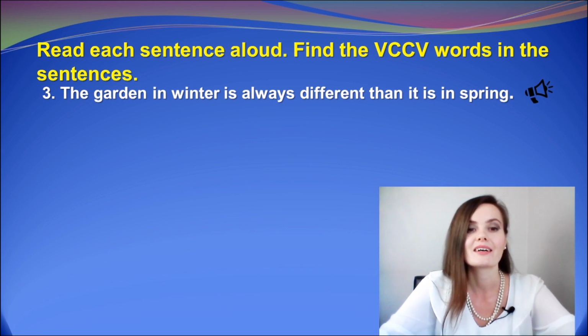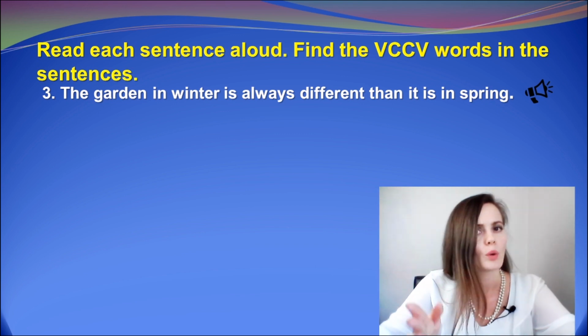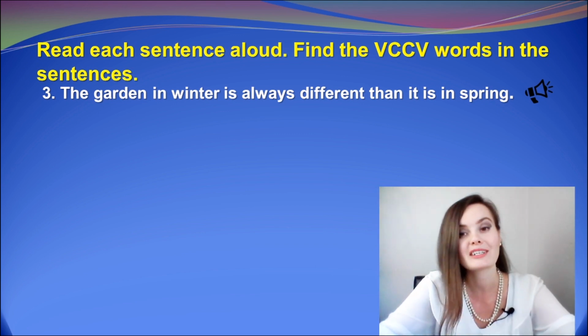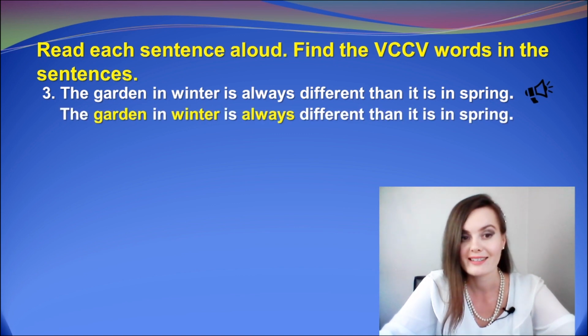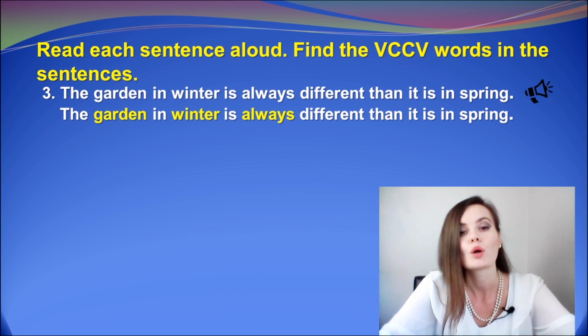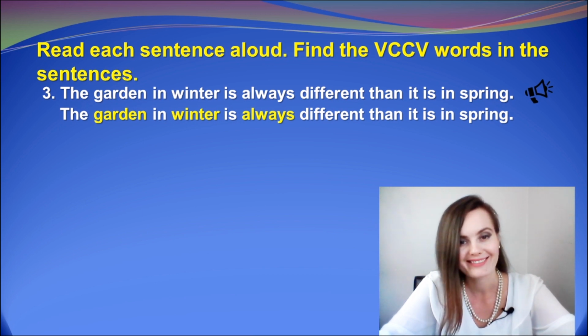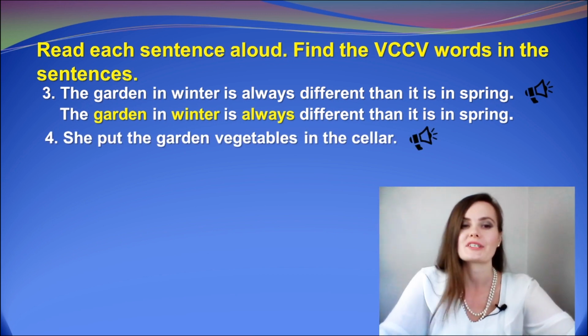Okay. Next sentence. You read it, please. The garden in winter is always different than it is in spring. What are the VCCV words in it? Yes, garden. It's a multisyllable word that has the pattern VCCV. Winter and always.